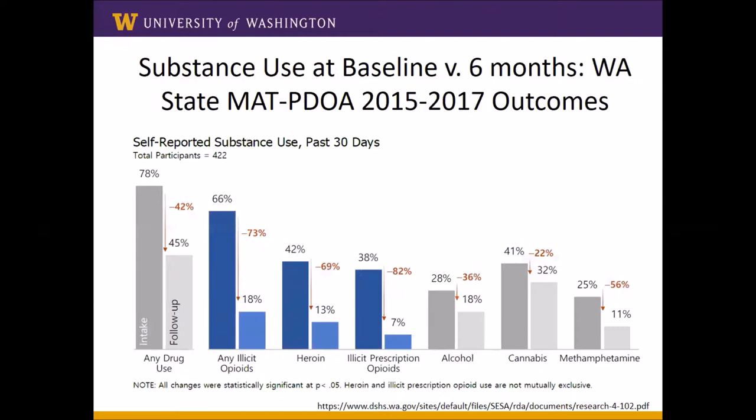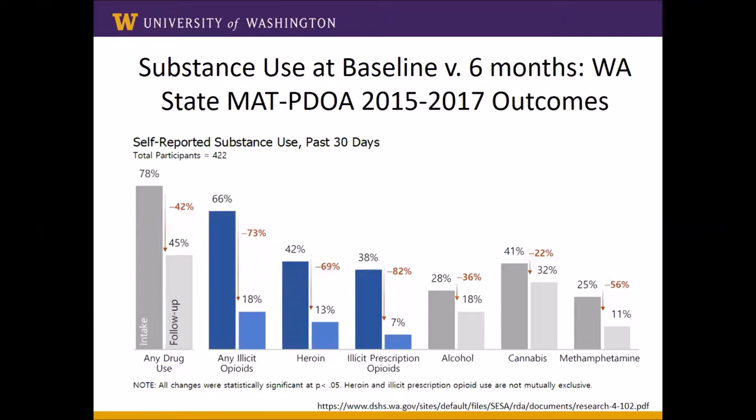So this slide shows substance use outcomes of 422 patients who were treated with buprenorphine through our MAPPADOA, or buprenorphine program, from 2015 to 2017. The slide compares past 30 days substance use at baseline versus 6 months among patients. And as you can see, there are impressive declines in the use of opioids and even other non-opioid drugs in the treated sample. So any opioid use went down by 73%, and even methamphetamine use went down by 56%.